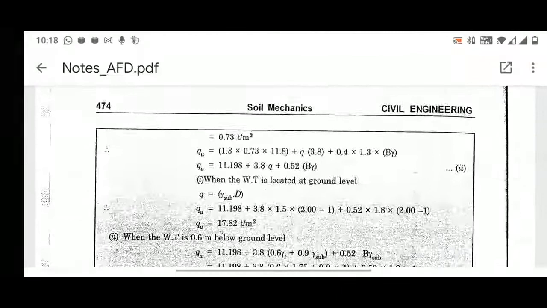Now the first question is, when your water table is located at ground level. So what will happen when your water table is located at ground level? Simply you will put the surcharge term as gamma submerged multiplied by the depth of footing. So Q ultimate will be written in this way: 11.198 plus 3.8 into Q as gamma submerged. Gamma submerged means what? Gamma submerged is gamma saturated minus gamma water.